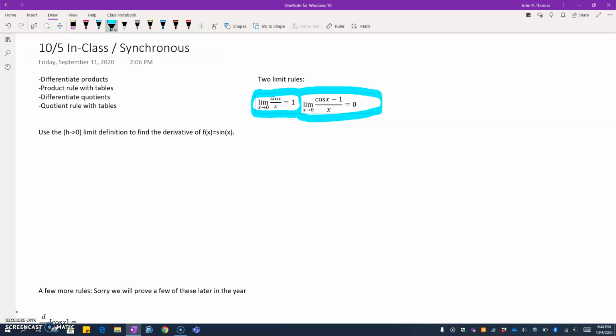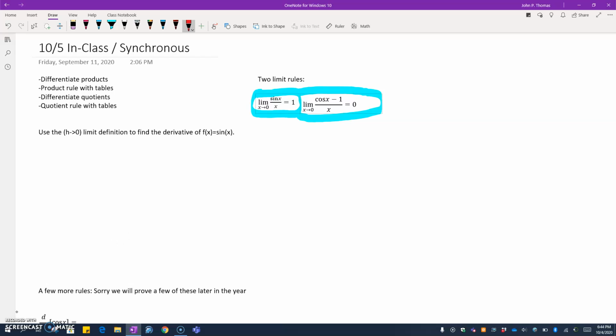But this second limit can be shown through the conjugates method. So multiply by cosine x plus 1, top and bottom, and then work your way through the limit, and you will get that that limit equals 0. All right, so we're going to lean on those two to help us with the proof for the derivative of sine x. So let me get a pen here real quick.